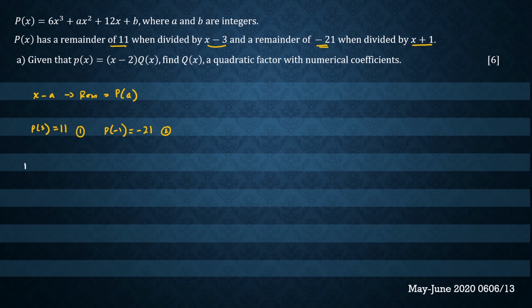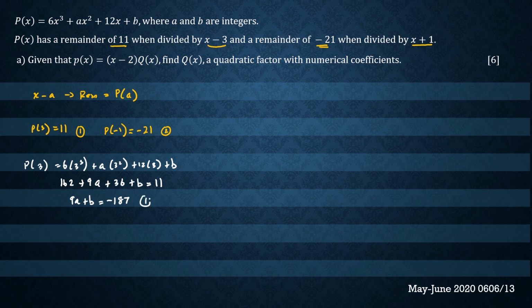So for our first equation, we'll have P(3) equals 6 times 3 cubed plus a times 3 squared plus 12 times 3 plus b. That will give us 162 plus 9a plus 36 plus b equals 11. And when we simplify that, we'll get 9a plus b equals negative 187. This will be equation 1.